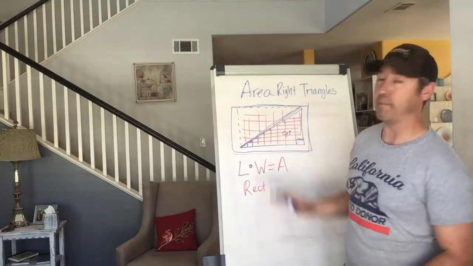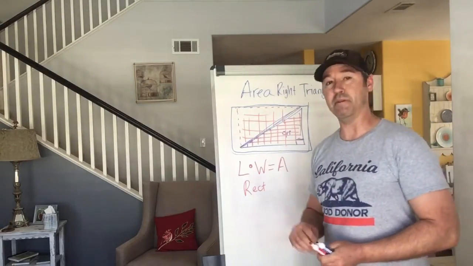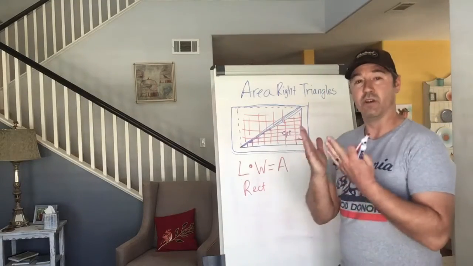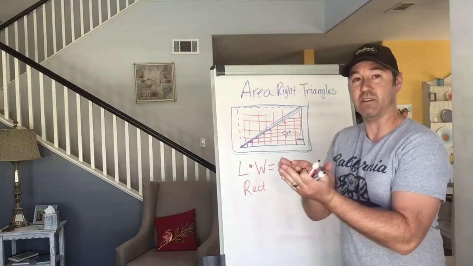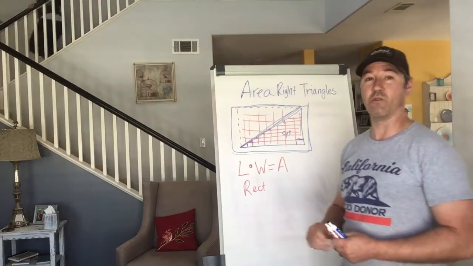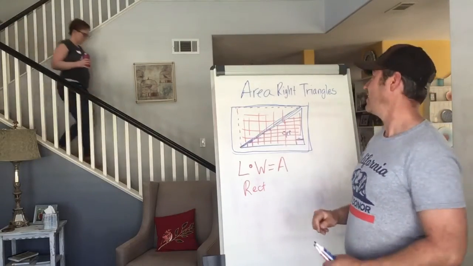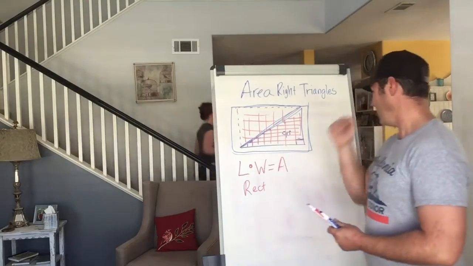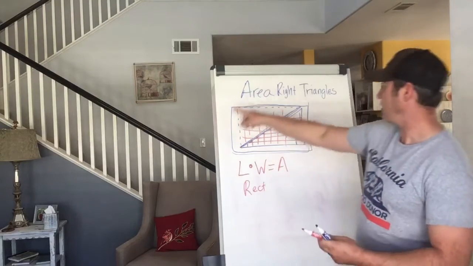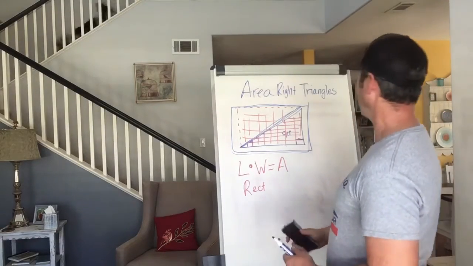Now, if you're not sure that that matches up, you can do a practice test. Get a piece of paper, cut it in half from corner to corner, and see if those two triangles match up evenly with each other. You're going to find out that when you cut a rectangle in half from corner to corner, you can match those up perfectly to see that each one is half of the other. So we're going to take our length times width to calculate our area, and then divide it by 2 to get the area of our triangle.